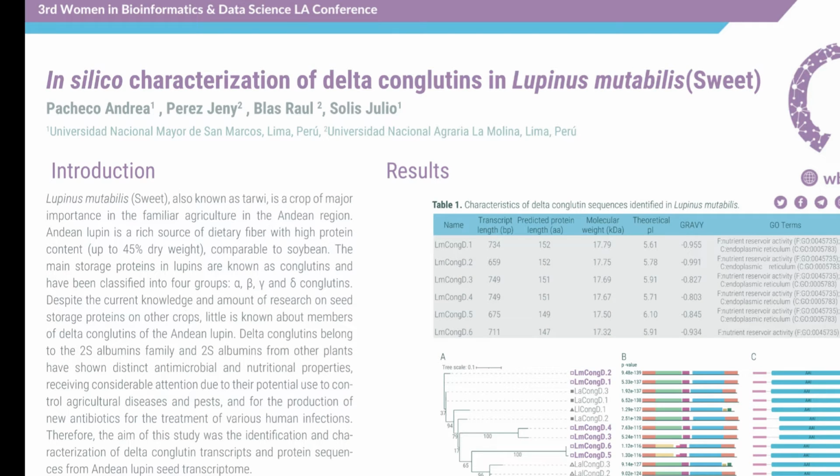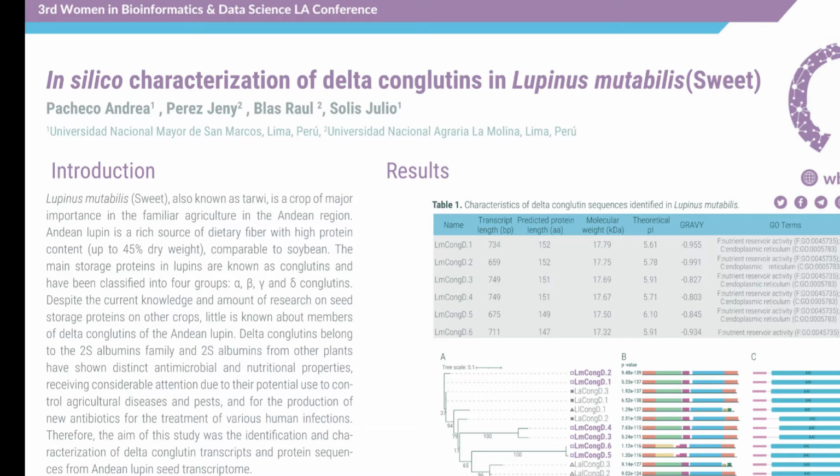I'm from Peru, and my work is titled In Silico Characterization of Delta Conglutins in Lupinus mutabilis. Lupinus mutabilis, also known as tarwi, is a crop of major importance in the family agriculture in the Andean region. Lupins are gaining global interest due to their nutritional value and have also been associated with playing positive roles in health in areas such as combating obesity, diabetes, and cardiovascular diseases.